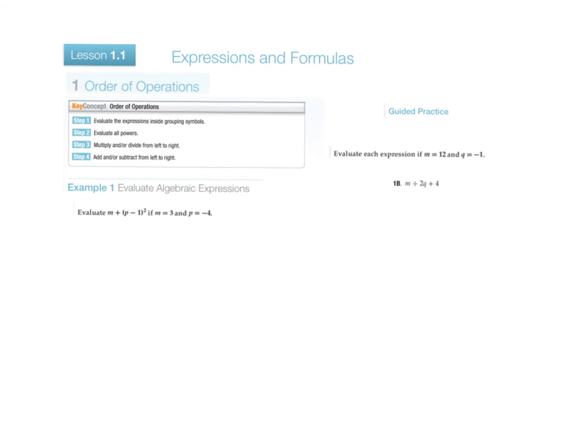In this chapter, we're going to begin with order of operation because it is the number one thing that's used quite often. So here are the steps.